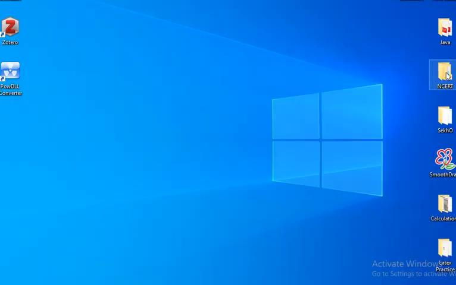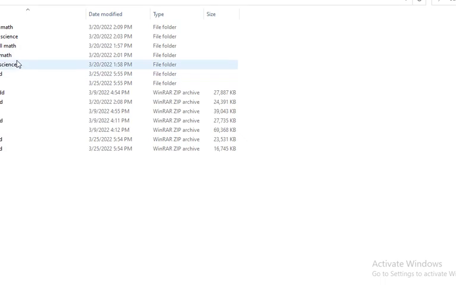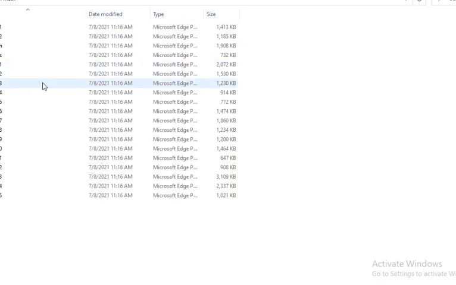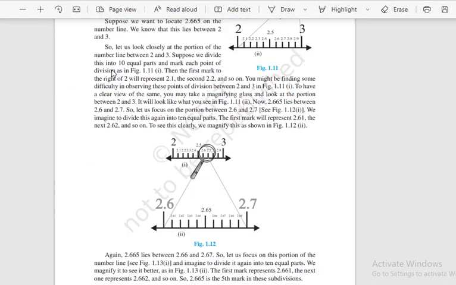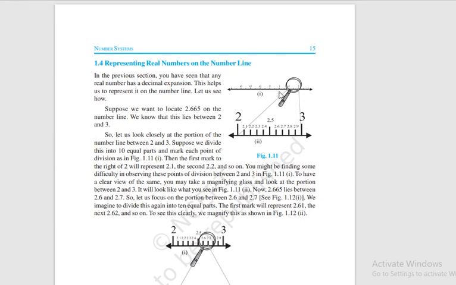Let me see your NCERT book. Just have patience and see what is given in your book. I think this is the chapter. Okay, here you have seen that they are doing this with some number like 2.665. So 2.6, the magnified number between 2 and 3, then they can go up to 2.6, but this number will be greater than 2.6 and less than 2.7, so they will again magnify this portion.